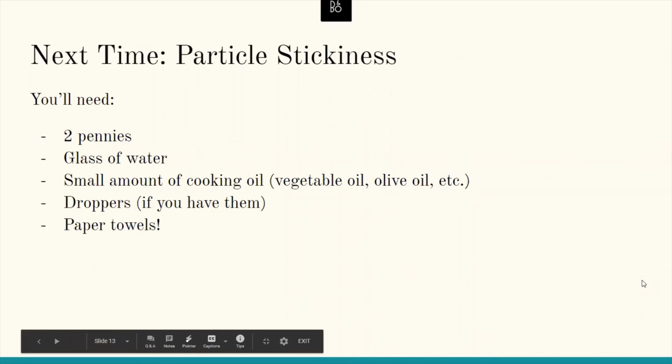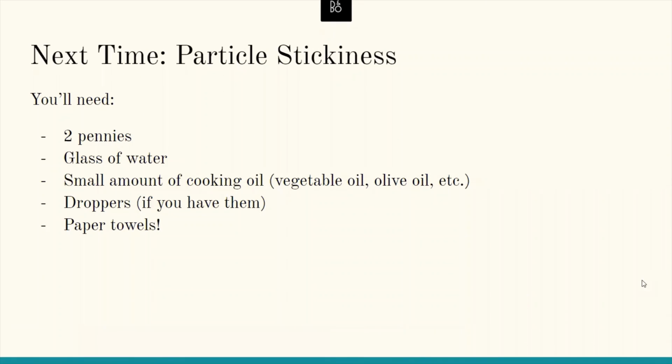That's it for today. Next time we meet, we'll be talking about particle stickiness. We're going to do a hands-on activity for this, so you'll need to gather the following materials at home: 2 pennies, a glass of water, a small amount of cooking oil like vegetable oil, olive oil, or any other liquid cooking oil, droppers if you have them, but if not, no worries, and paper towels.